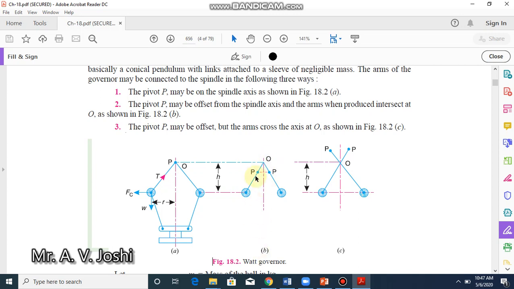In this diagram, the arm is connected at another section. It is not connected directly to the spindle axis, but in another way. Here a line P to P is added, and the arms are connected like that. The arms are also connected with the fly balls. Similarly, in C there is another arrangement. Look at this, there is a below PP and here is an above PP. So these three arrangements are possible in the Watt governor.